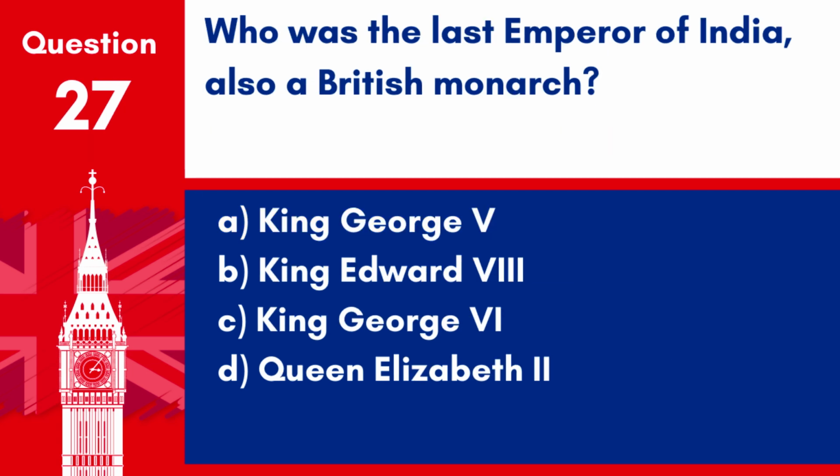Question 27. Who was the last Emperor of India, also a British monarch? A. King George V. B. King Edward VIII. C. King George VI. D. Queen Elizabeth II.